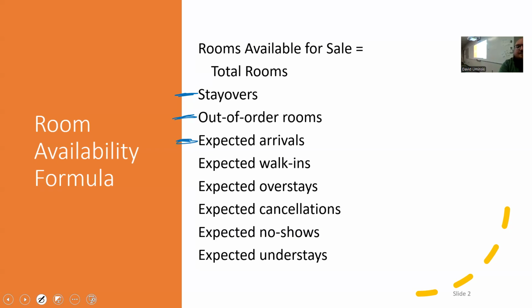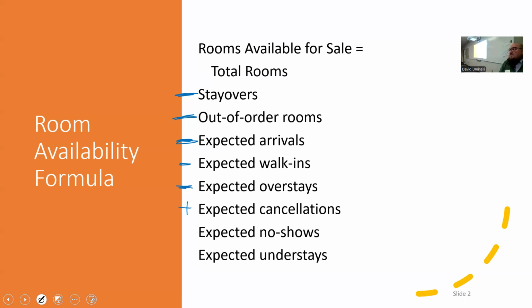Expected arrivals, does that add to or take away from our inventory? It takes away from our inventory, if they're expected to arrive. Those are basically all of our reservations, if you will. Expected walk-ins, it's going to take away. Overstays, meaning they're supposed to check out today, but they're having so much fun that they want to extend one more day. Takes away. Someone cancels their reservation, what does that do? It adds it back into our inventory.